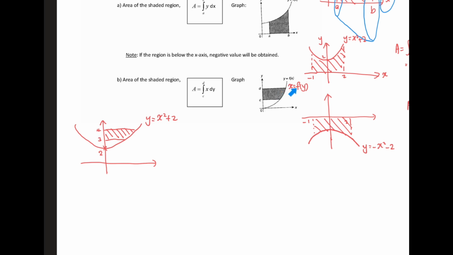is, first, as you can see here, we need to rearrange the equation so that it takes the form of x in terms of y. So we rearrange this. So we get y minus 2 equal to x squared, and x equal to plus minus square roots of y minus 2. You know, you bring the power 2 to the other side, it becomes plus minus.